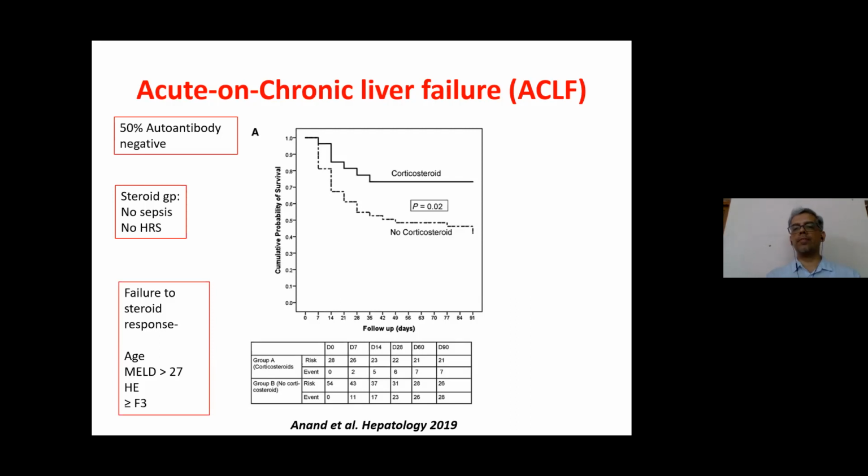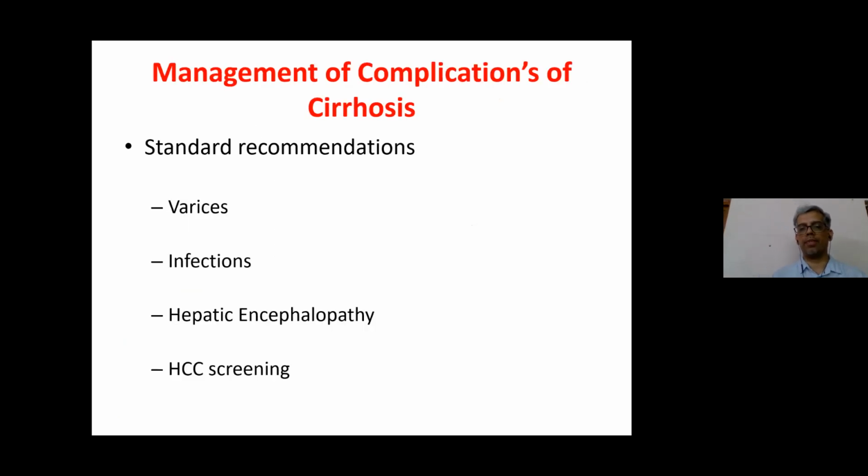A subgroup of these patients can be treated with steroids, as shown by this elegant study. Importantly, the patients who received steroids didn't have sepsis and no hepatorenal syndrome. So these were very stable patients, without any significant associated organ failure, who will respond. So you need to choose your patient very correctly. If you don't choose, you land up in complications. What this study also showed is that patients who have a higher age, a higher MELD score, encephalopathy, and advanced fibrosis do not respond well in ACLF and should be considered for transplantation.